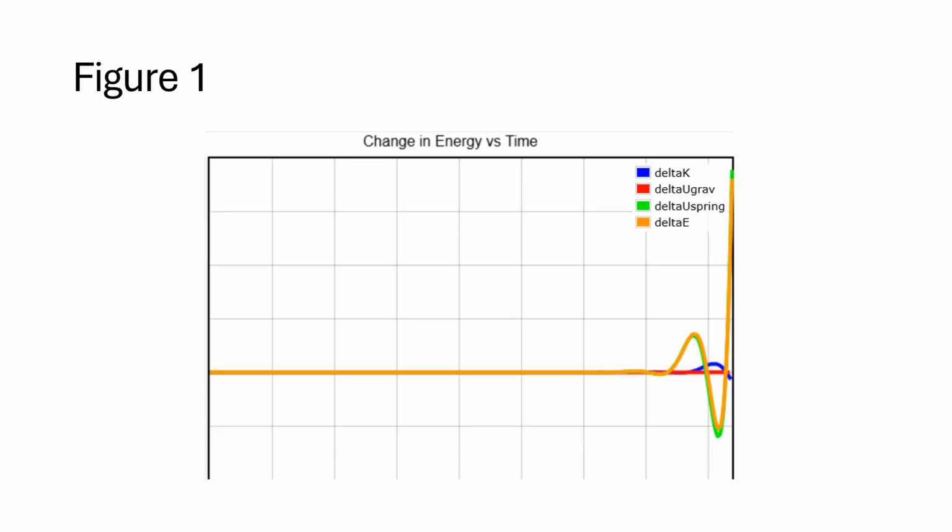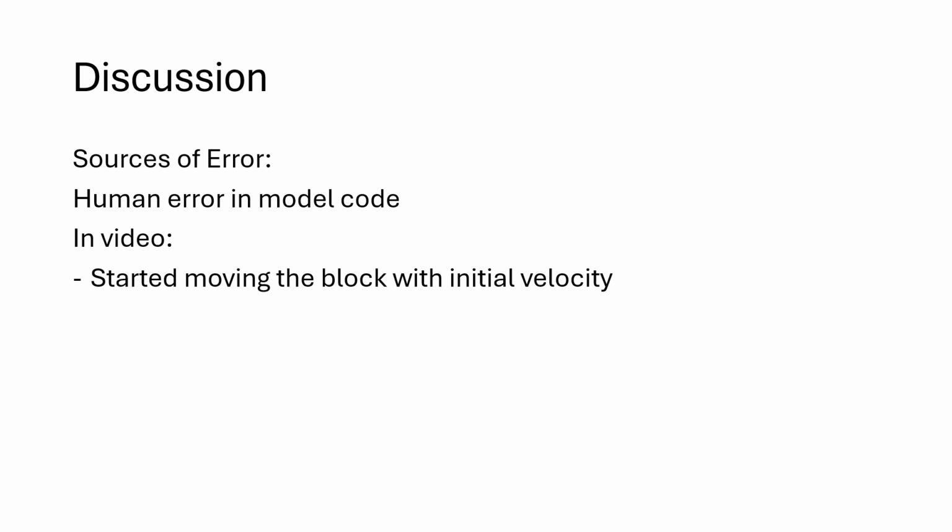This is my graph. It's messed up. I think my model is right, but I'm not really sure how this is correct. Sources of error: human error in model code. I'm pretty sure I did the code wrong because I don't think that my graph looks how it should. But other than that, like in the video, if the person started moving the block with an initial velocity, then it would not be the same as the model predicts. But I'm pretty sure the main source of error is that my code is just incorrect.